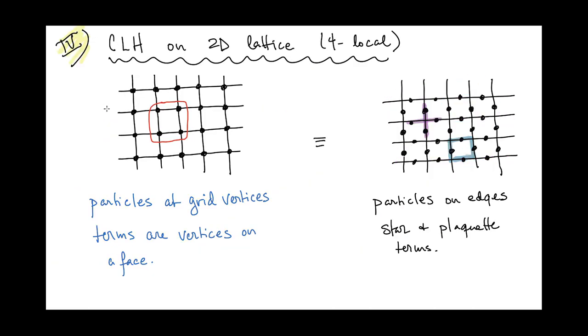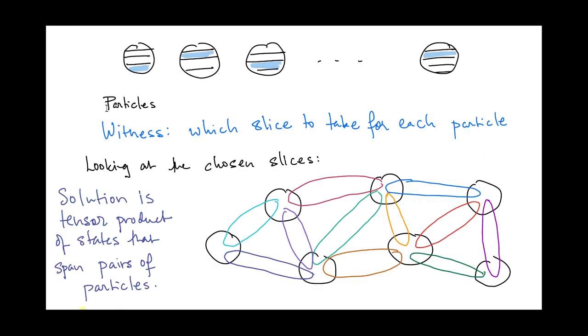Okay, so now we're going to look at a different application. Yes? Does the prover tell the verifier how to do the unitary that does the local decomposition? I think you could actually compute what the decomposition is, given the terms and given the particle. The thing that you don't know is which slice you're in.